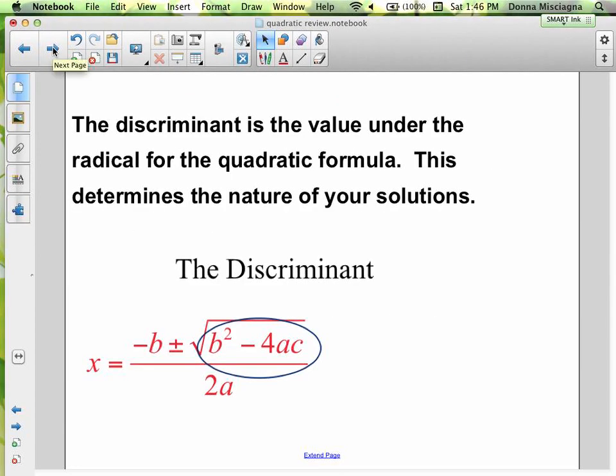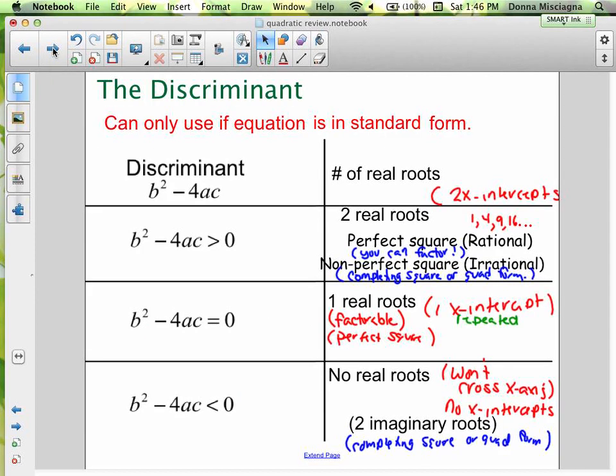The discriminant is the value under the radical in the quadratic formula. This determines the nature of your solutions. It doesn't tell you what your solutions are, just what kind. And you have this in your notes, in all of my little handwriting. All right, so first of all, you can only use it if your equation is in standard form. So if it's not in standard form, put it in standard form.